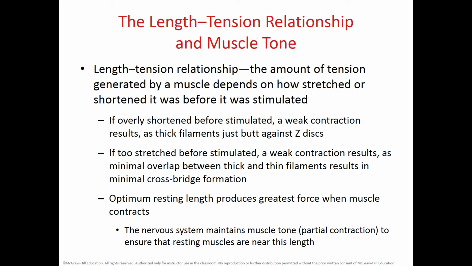And if you overstretch your muscle before it's stimulated, you will also have a weak contraction. And this will be because you have a minimal overlap between the thick and the thin filaments, because you have put them farther apart, and you will have minimal cross bridge formation. So in order for us to have the optimal tension or strength when you contract a muscle, you will have a nervous system that is maintaining a normal muscle tone through partial contraction to ensure that the resting muscles are near their optimal length.